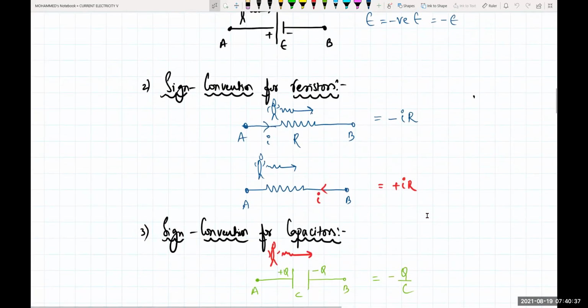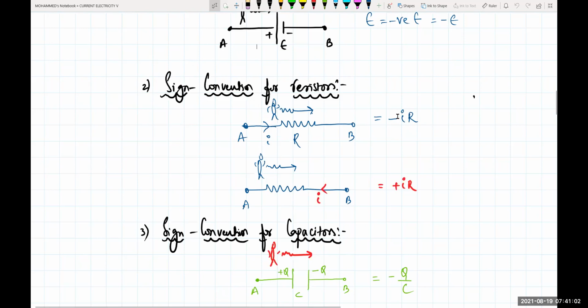Now, sign convention for resistors, beta. If there is a resistor in a closed circuit, and I'm moving from A to B, and the current is also in the direction of A to B, that means we are moving from higher potential to lower potential. So the potential difference will be minus of I into R. Same direction of movement, the product of I into R should be what, beta? Negative. Is that clear?